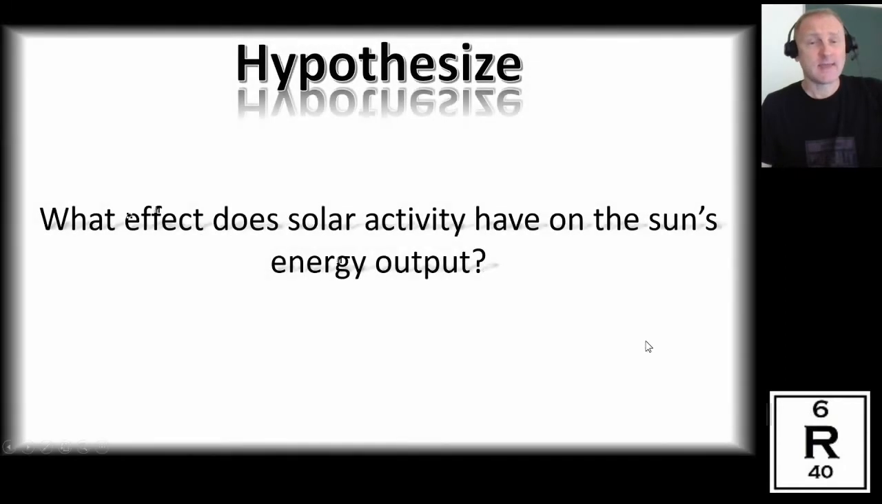So having said that, what effect does solar activity have on the sun's energy output? In other words, when there's more sunspots, that's more solar activity. What does that mean with the sun's energy output? Is it producing more energy or less energy in the presence of more sunspots? Pause the video and answer that question.